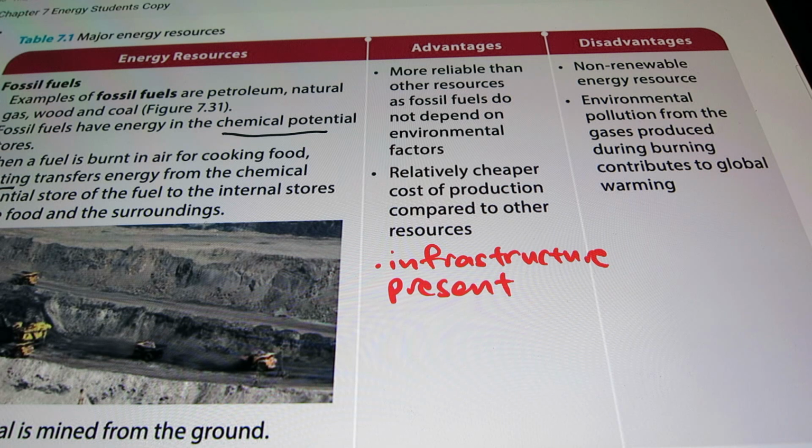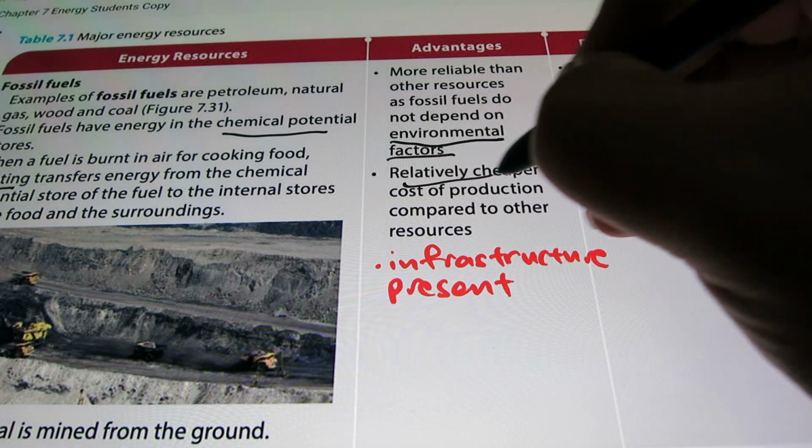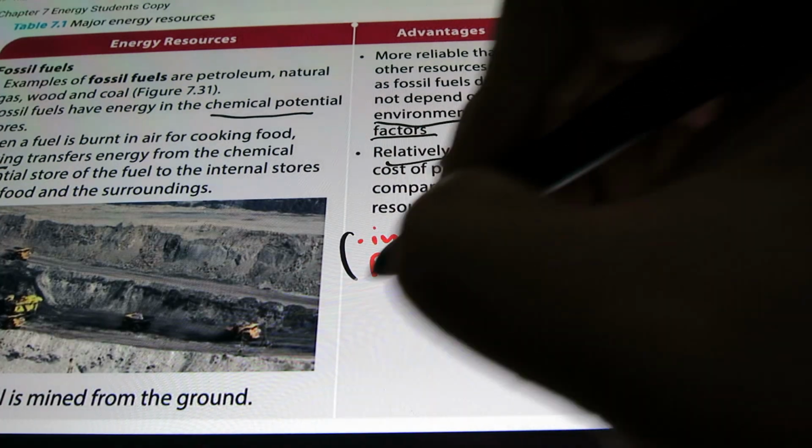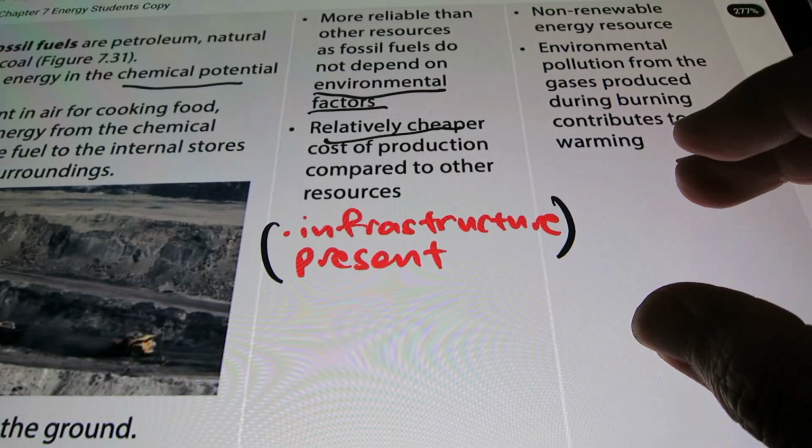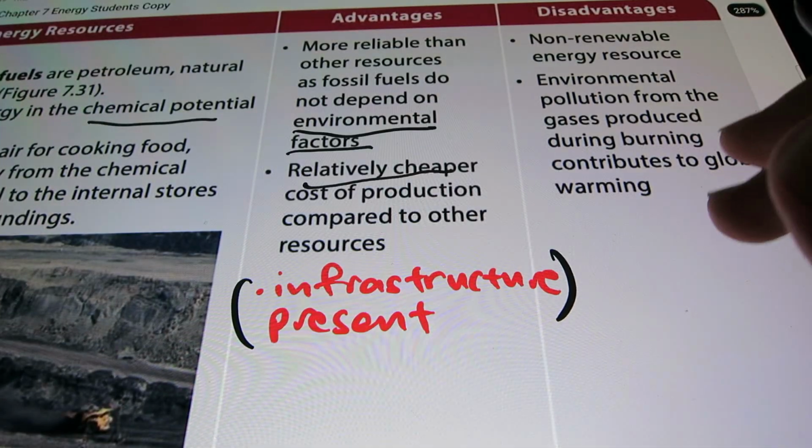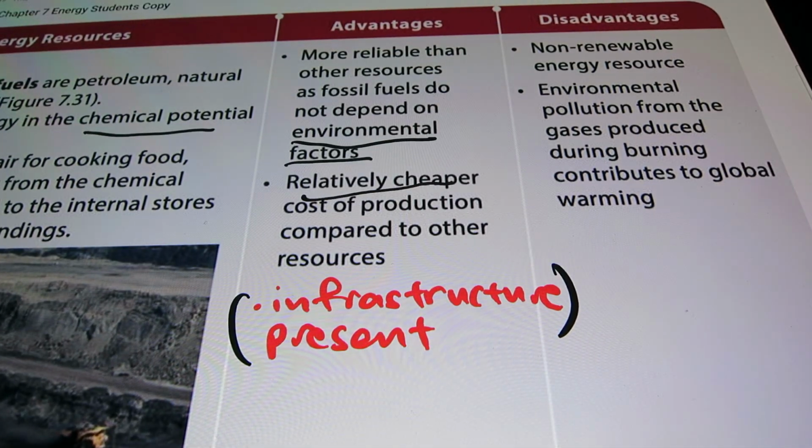It's more reliable, right? It does not depend on certain environmental factors, which I'll go into later, because certain energy resources actually are dependent on the environment around them. They are relatively cheaper, the cost of production, and we already have the infrastructure present, which means we already have the power plants present. It's already built, predicated on the fact that we are using fossil fuels to power the power plant.